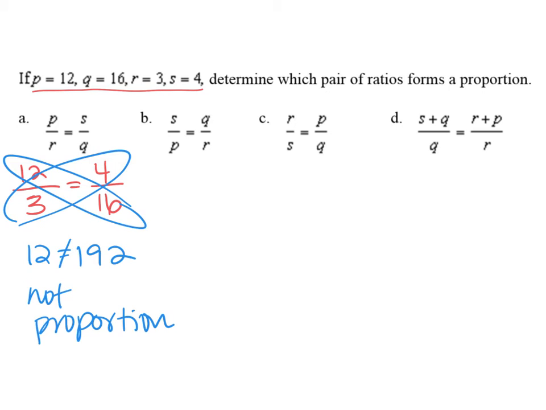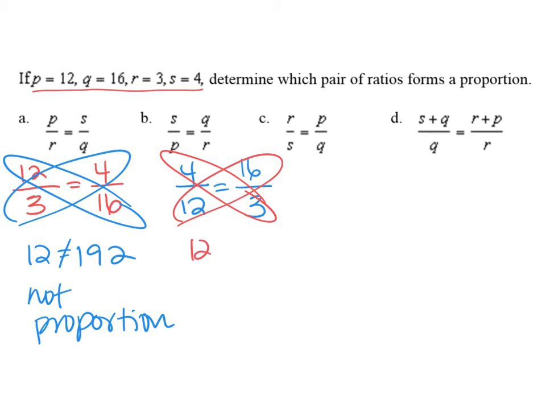Okay, so let's look at B. Now it's saying S over P. S is 4, P is 12, and that's going to be equal to Q over R, 16 over 3. Okay, so again, if we look at our cross products, we can see that 4 times 3, 12, is going to end up with the same thing. Does not equal 192, so this is a no.